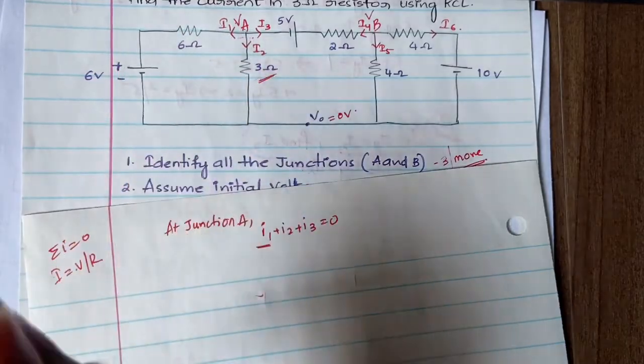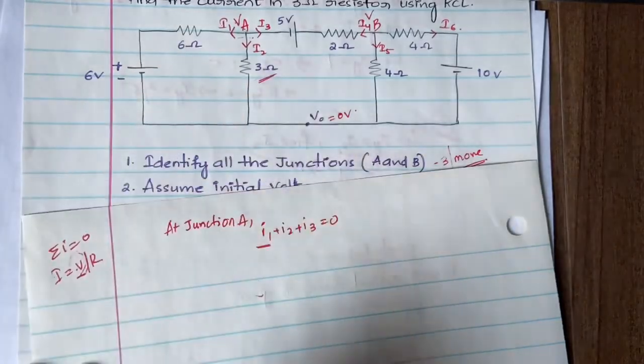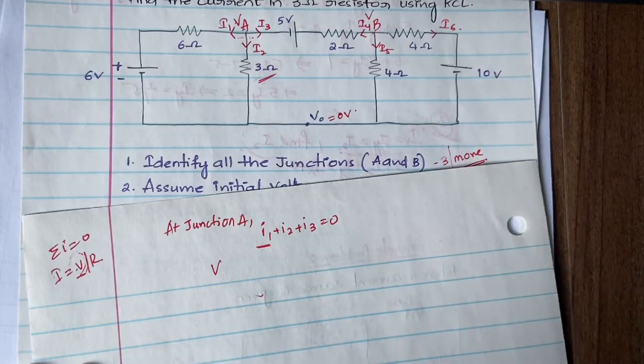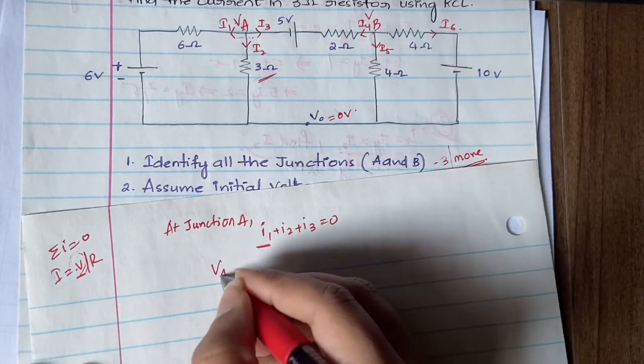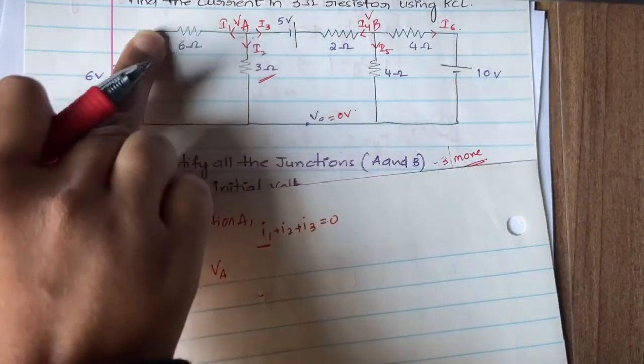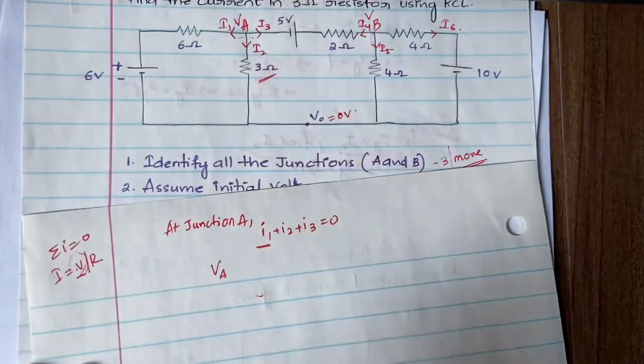First you have to find all the potential differences associated over here. First, what is there here? VA. Current always flows from higher potential to lower potential. So you will take VA as positive only, because current is going from here, like this. So you will take VA as positive only. Why? Because current will always travel from higher potential to lower potential.